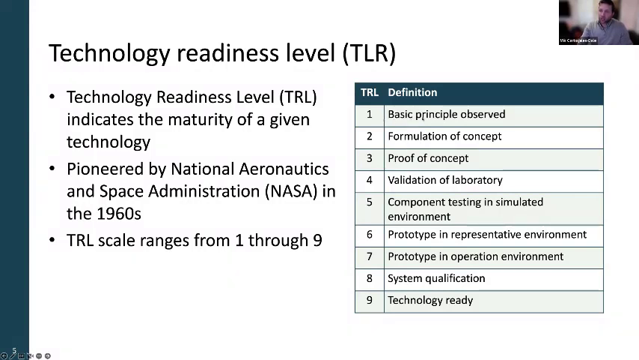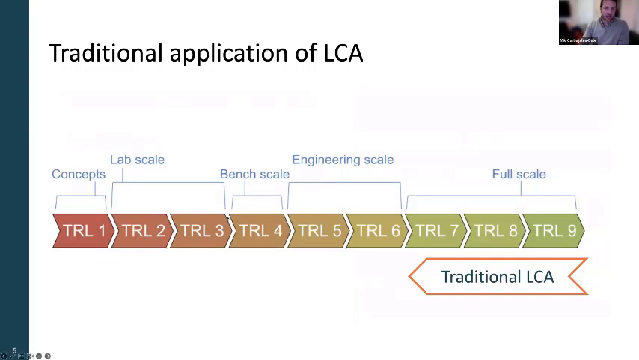So TRL-1 would be the basic principle as observed in science. An example might be when we first noticed the photoelectric effect for photovoltaics. We then start to formulate that concept and understand it scientifically through stages 2 and 3. We then take it into the laboratory and work on it there, maybe have some bench scale mock-ups through 5. At TRL-6, we're taking a prototype into a representative environment, so out of the lab and into something more like it might be operating in a real world setting. And then from 7, 8, 9, it's more scaling up to get to something approaching a commercially viable setup. So as I said at the start, we go from TRL-1 up through TRL-9.